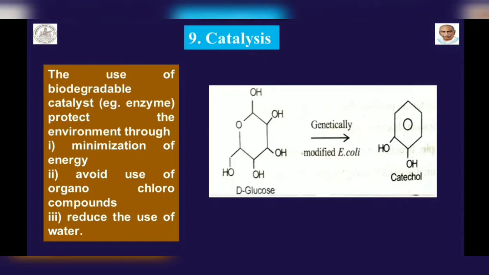For example, the conventional synthesis of catechol from benzene involves 3 stoichiometric reagents with 3 steps, and many byproducts are also formed. But the green synthesis of catechol from glucose using genetically modified E. coli involves no byproduct formation.